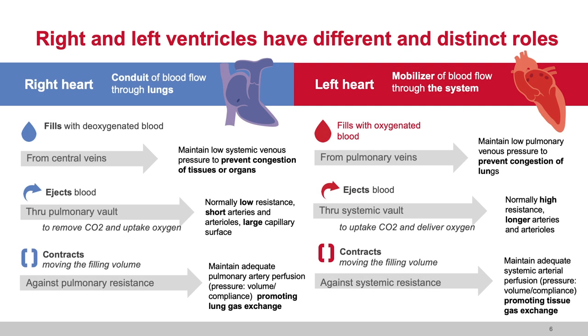Right and left ventricles have different and distinct roles. The right heart is a thin-walled muscle. It does 1/7 the work of the left heart, and it fills with relatively deoxygenated blood to move it up into the pulmonary vault in order to promote gas exchange. So it fills from the central veins and ejects into the pulmonary vault.